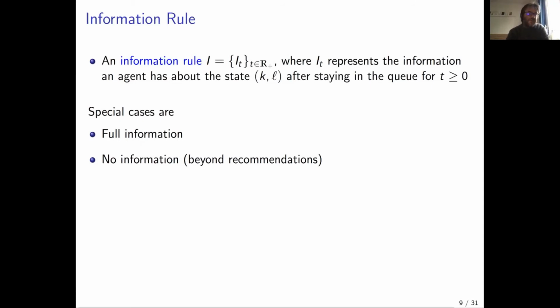So these are two specific information rules, but we are allowing for, again, a large set of information rules. So these are all the instruments of the designer. Again, the entry rule, the exit rule, the queuing rule, and the information rule.